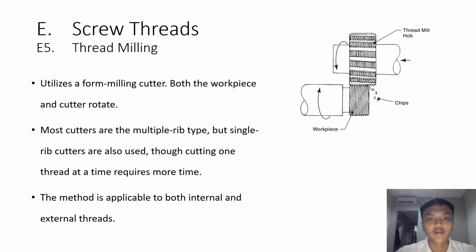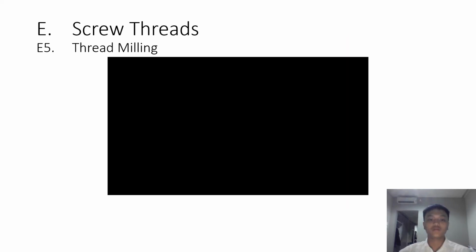Thread milling. Thread milling operations utilize a form milling cutter. Both the workpiece and cutter rotate. Most cutters are the multiple rib type, but single rib cutters are also used, though cutting one thread at a time requires more time. The thread milling method is applicable to both internal and external threads.